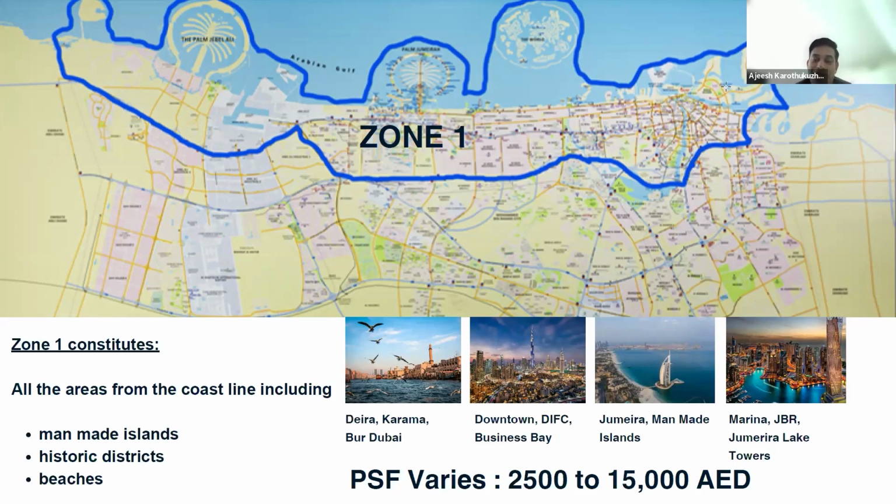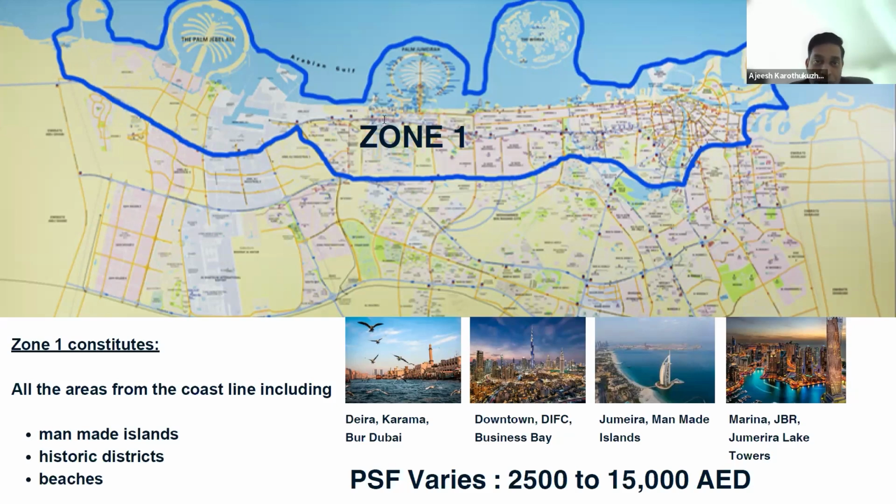The PSF varies from 2,500 to 15,000 AED in this area because of the higher real estate and infrastructural developments here. Around 60 percent of the top rated schools are in this area and 90 percent of the highly rated hospitals. Because of this reason, the real estate PSF increases in this area. Marsa Al Arab has the highest value here, around 15,000 AED, with luxurious developments. Also Downtown, DIFC, and Business Bay are all in zone one.